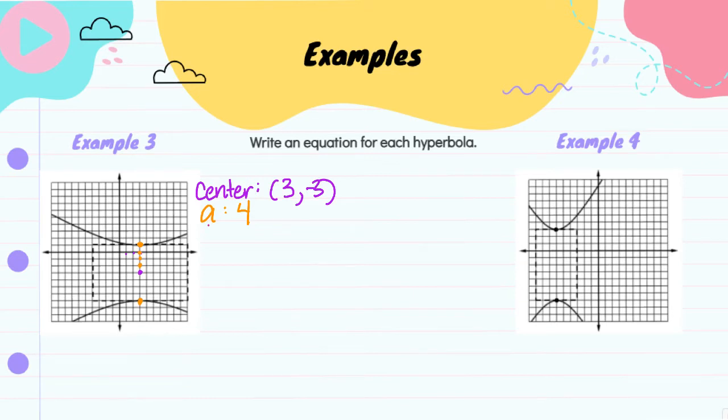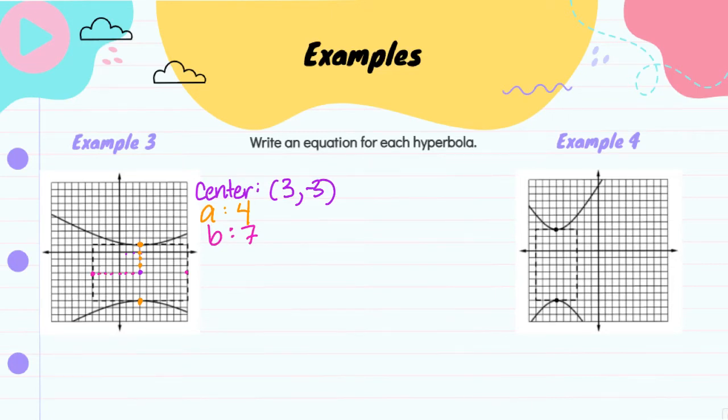All right, so now b is the distance between the center and each of the co-vertices, and the co-vertices fall in this little box here. So we just count those units: 1, 2, 3, 4, 5, 6, 7. So b is 7.